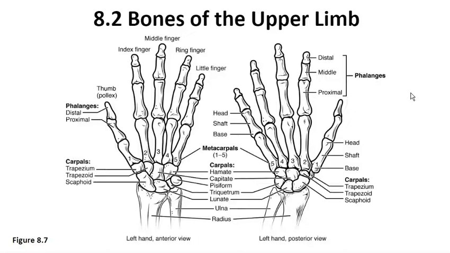Figure 8.7 shows the skeletal structure of the hand. The 8 carpal bones form the base of the hand here, and they're arranged into proximal and distal rows of 4 bones each. The metacarpal bones form the palms of the hands, and the thumbs and the fingers are the phalanx bones. This is a video about the bones of the upper limb.